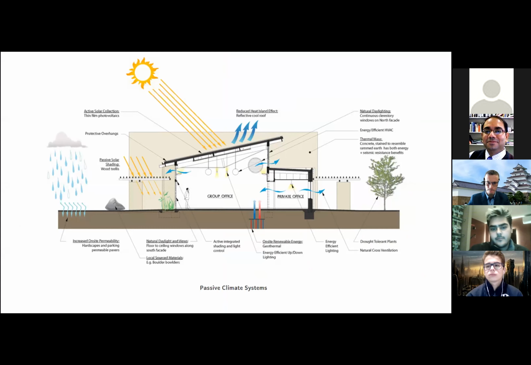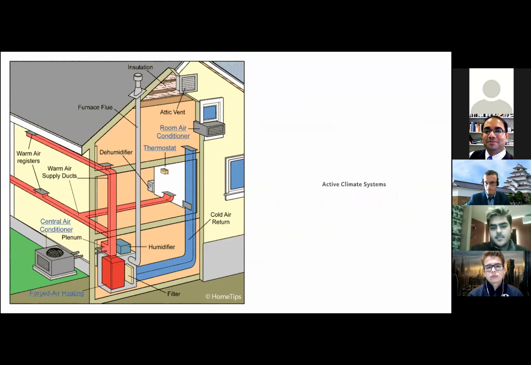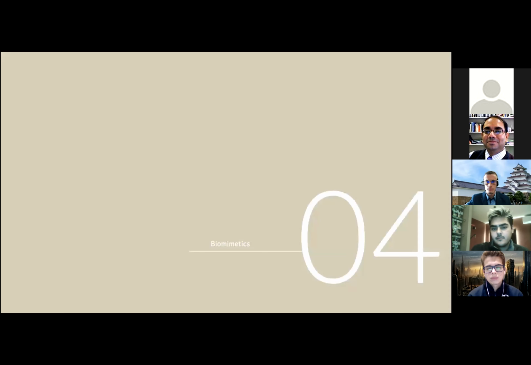On the other hand, we have active climate systems, which are the complete opposite of passive systems. Instead, we have central air conditioning. And with this type of system, we are wasting some of the resources we have. So we wanted to implement the passive use in our design scheme.